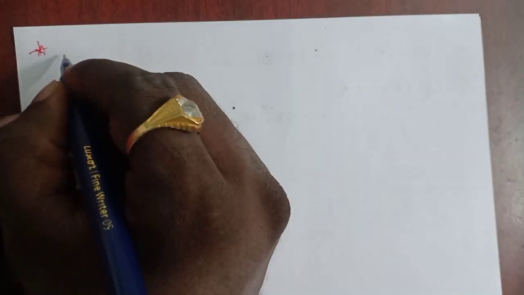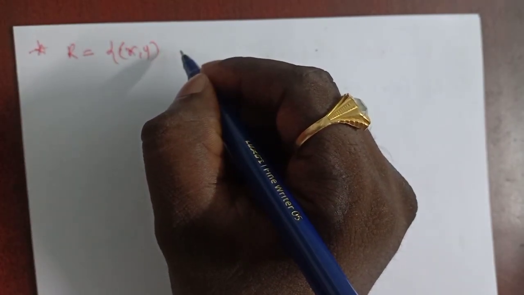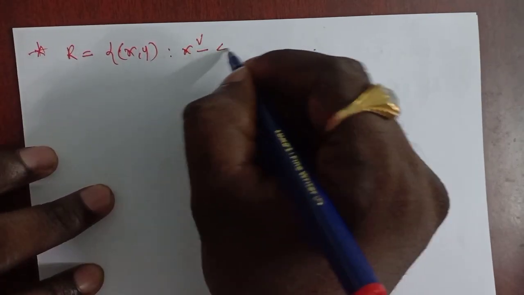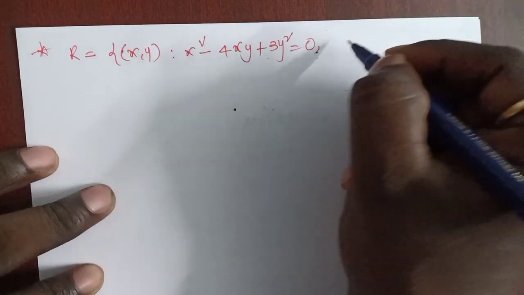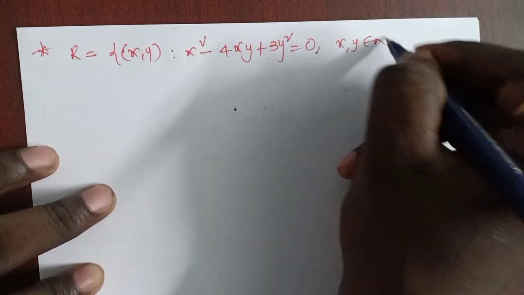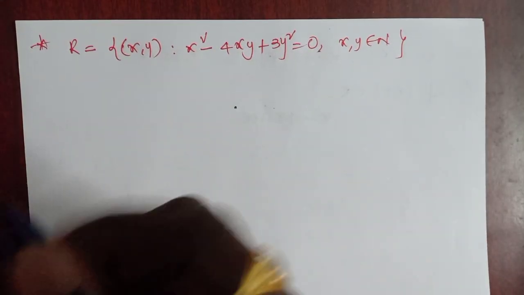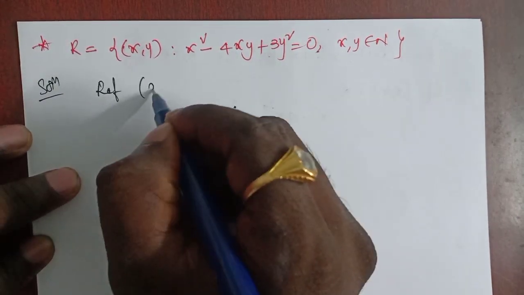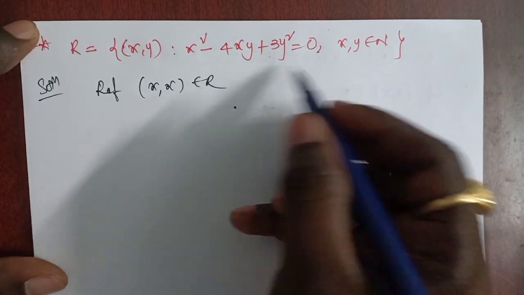And the next one is R equal to {(x, y): x square minus 4xy plus 3y square equal to 0}, where x, y belongs to N, which means natural number. Clearly, what does reflexive say? If it is reflexive, then (x, x) must belong to the relation for all x belongs to A.